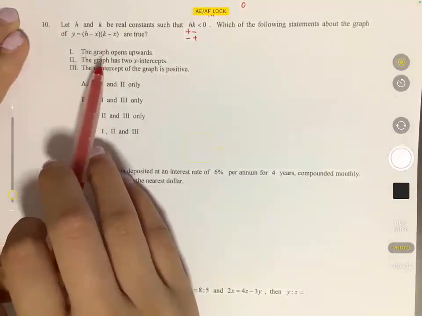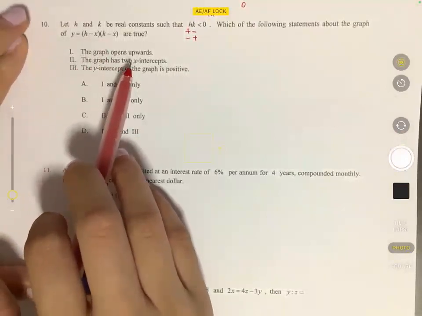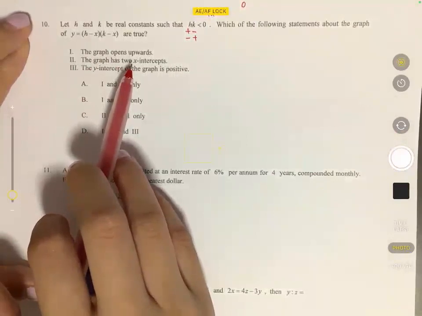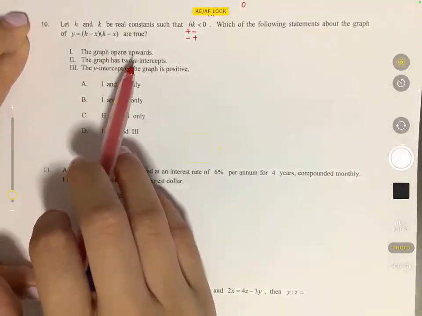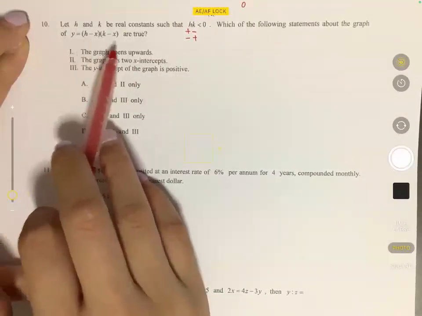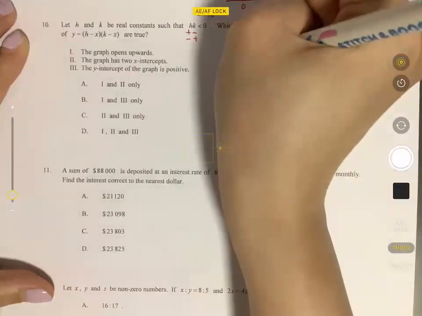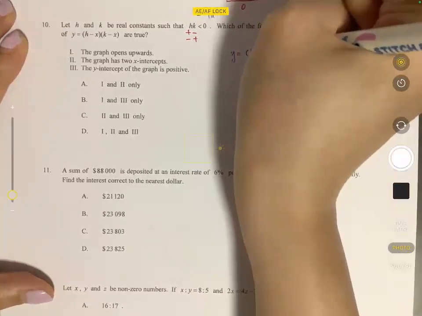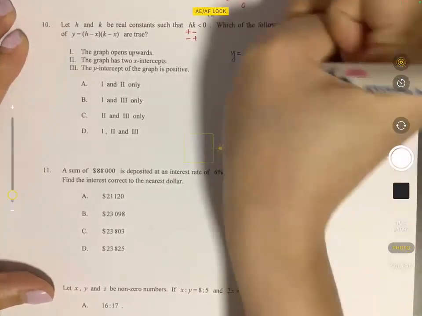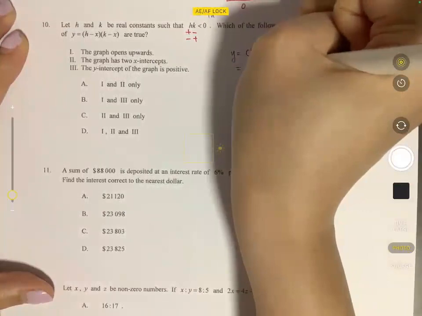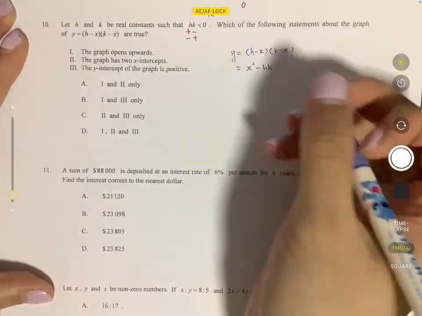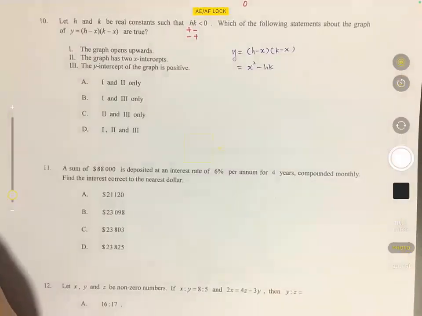So number one, the graph opens upwards. How can I know if the graph opens upwards or downwards? We need to check the a. What does it mean to check the a? That means you need to expand the equation first. So if I expand the bracket here, y equals (h minus x) times (k minus x), then we get this one. Sorry, I wrote the wrong thing. Oh, maybe I should take out question 10.